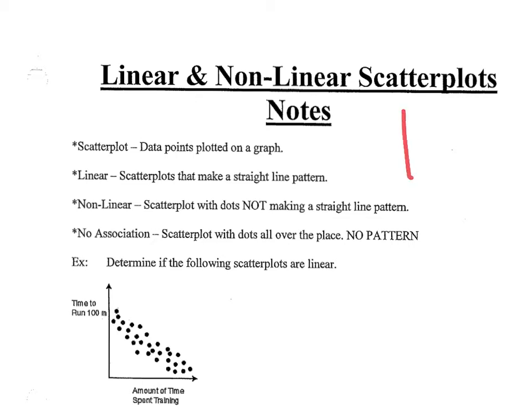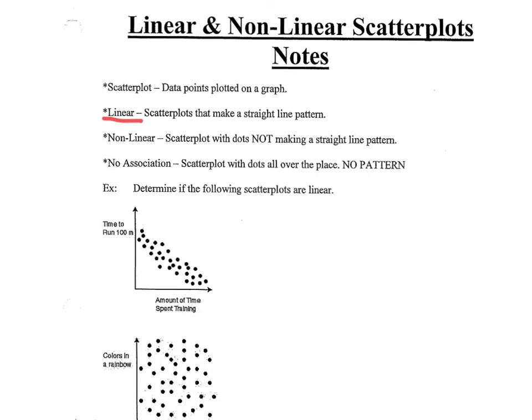This is going to be just a bunch of data points, not necessarily in a straight line, but they might make a trend. And so one of those trends we call linear. So that's when the scatter plot, when you look at it as a whole, when those dots kind of make a straight line pattern. So when you could draw a straight line through the pattern.